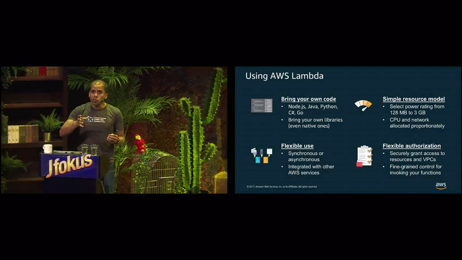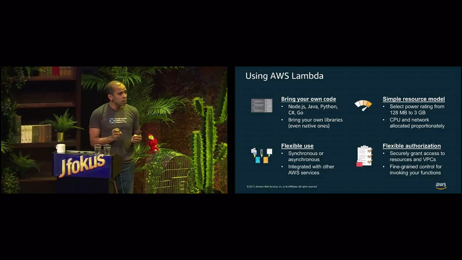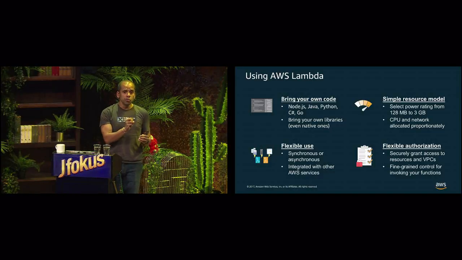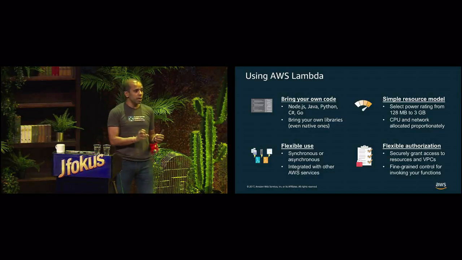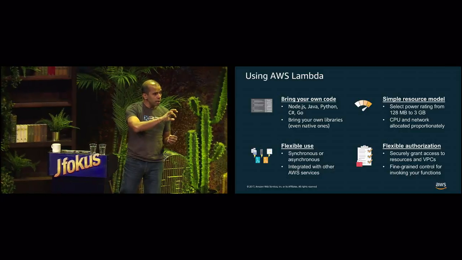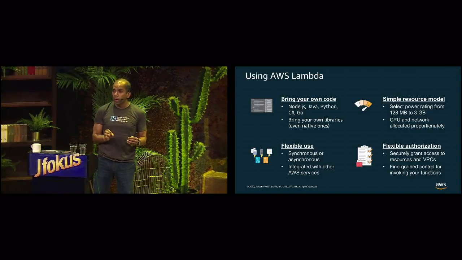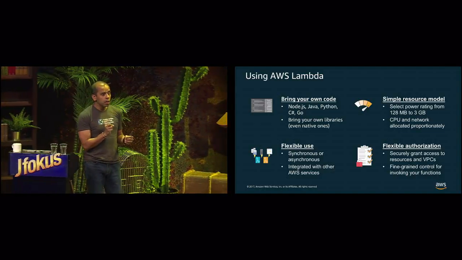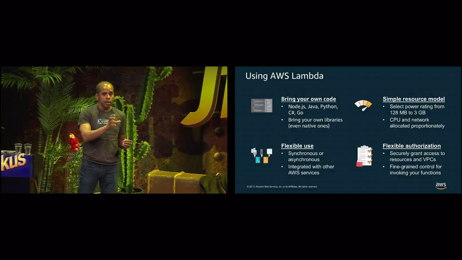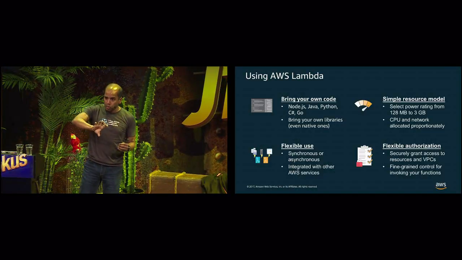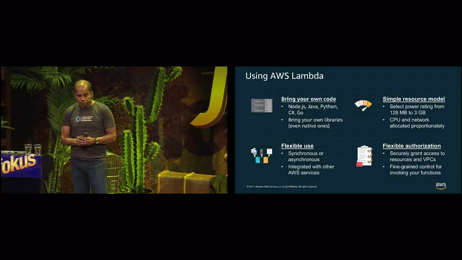There's a simple resource model which acts like a power button. From your side, you just need to choose a memory setting ranging from 128 megabytes all the way up to 3 gigabytes. You choose a memory setting, and network and memory are allocated appropriately. So you just change the dial, and the resources are allocated to you accordingly.